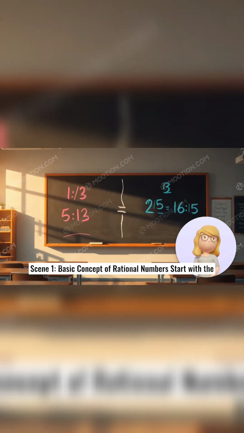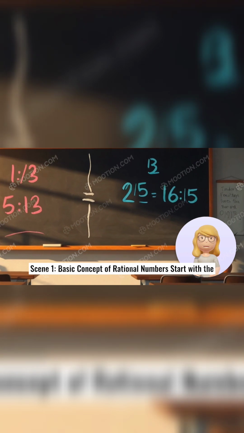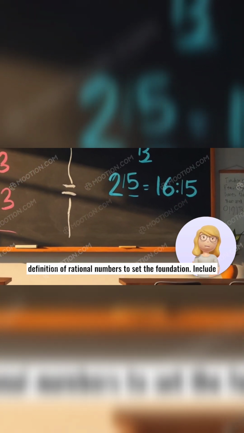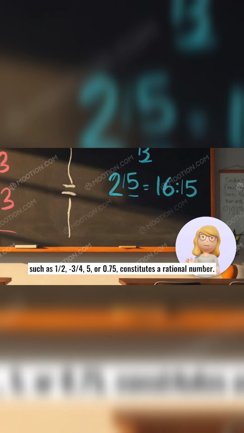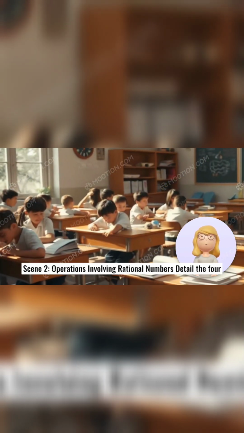Scene 1. Basic concept of rational numbers. Start with the definition of rational numbers to set the foundation. Include examples to illustrate how any number in the form of a fraction, such as 1/2, -3/4, 5, or 0.75, constitutes a rational number.